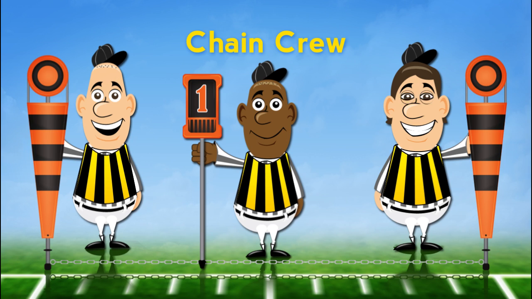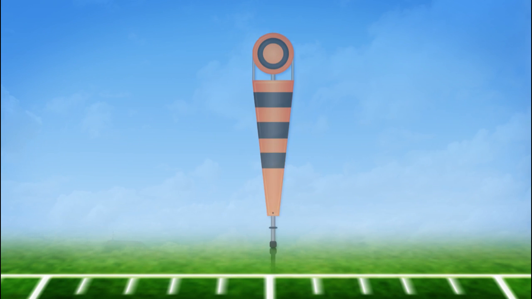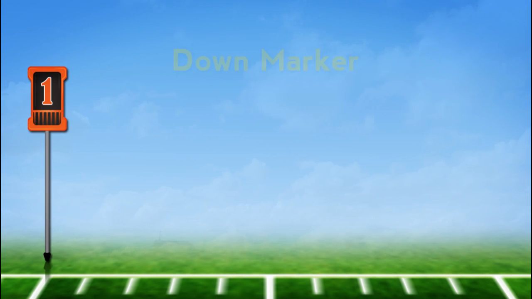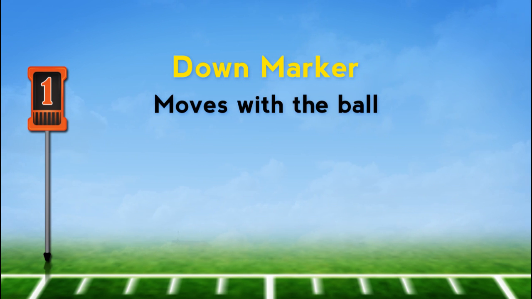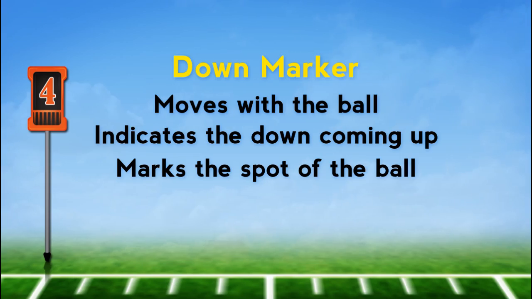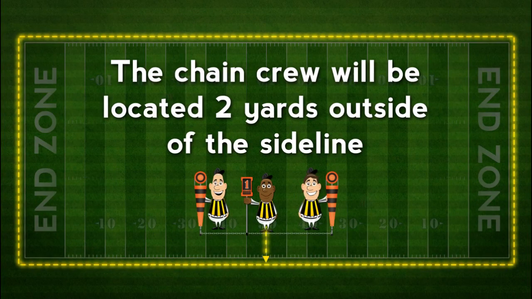Chain crew. The chain crew is a 3-person crew which controls the chains or line to gain and consists of the chain, which is made up of 2 rods and a 10-yard chain. A separate down marker that moves with the ball and indicates the down coming up and marks the spot of the ball. The chain crew, the chains, and down marker will be located 2 yards outside of the sideline.